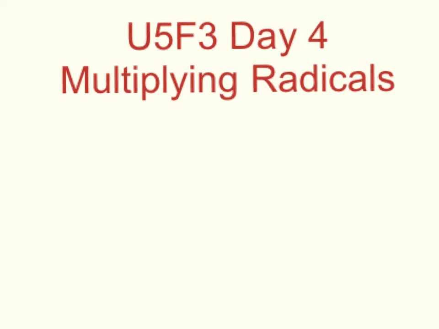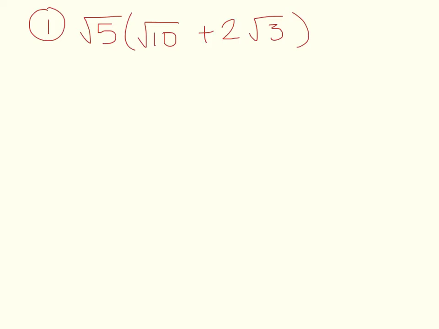Unit 5, Formative 3, Day 4, Multiplying Radicals. Okay, so now what we are going to be doing is distributing. On this problem, we're going to distribute that square root of 5. So we take the square root of 5 times the square root of 10. Remember, you can multiply things that are inside of a square root. So the square root of 5 times the square root of 10 is the square root of 50.